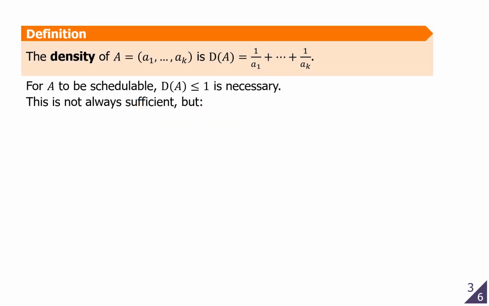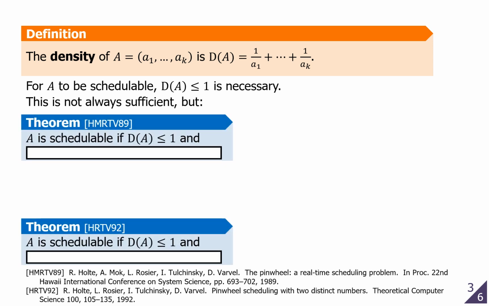Let's start with the obvious necessary condition discussed earlier. The sum of the reciprocals of the periods is called the density and is denoted by d. As we saw before, having a density at most 1 is a necessary but not sufficient condition for schedulability. But there are some special cases in which this condition is sufficient.